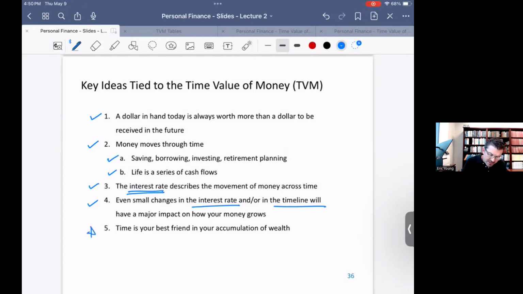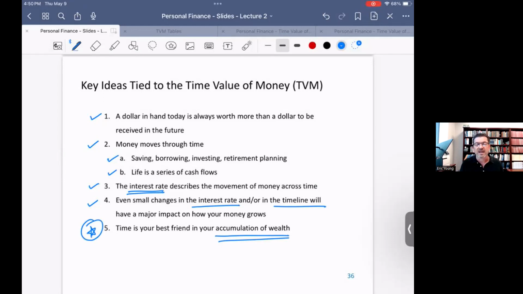When you put all these together, the big takeaway from today is really that when it comes to understanding personal finance, and especially when it comes to one of those buckets that we discussed in a previous lecture, that idea of accumulating wealth, time is going to be your best friend. It's a force that will be on your side if you understand its power, okay?